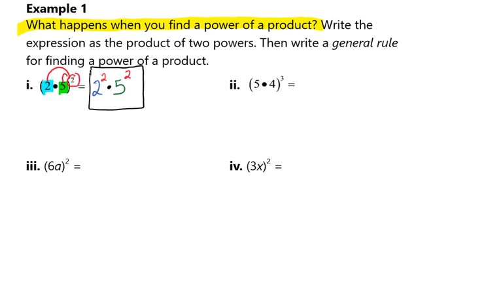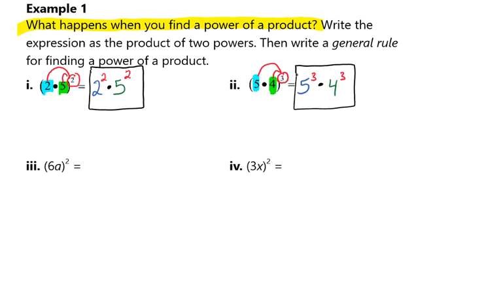For number 2, we have 5 times 4, quantity cubed. So we have a 5 and a 4, so we have two different bases. Again, we're going to take that exponent of 3 and distribute it to each of our bases, which is going to give us a 5 to the third power times 4 to the third power. And that will be our solution here.